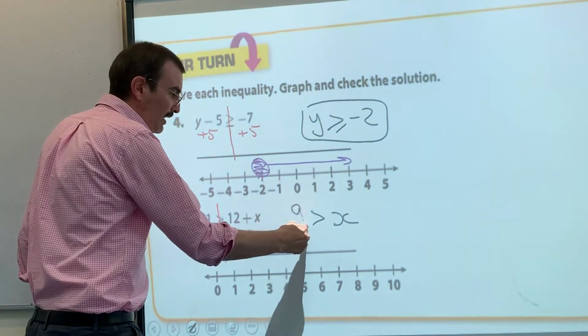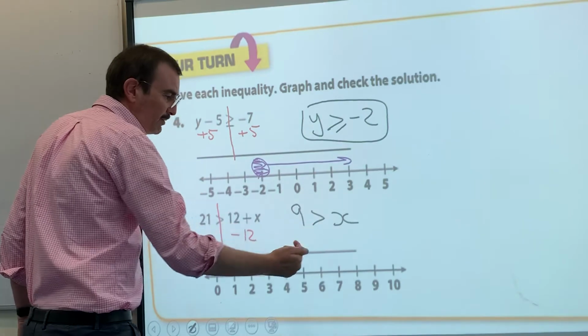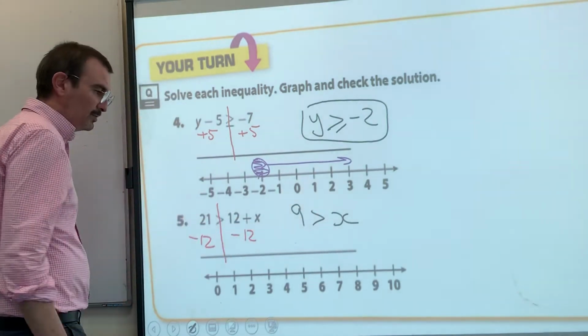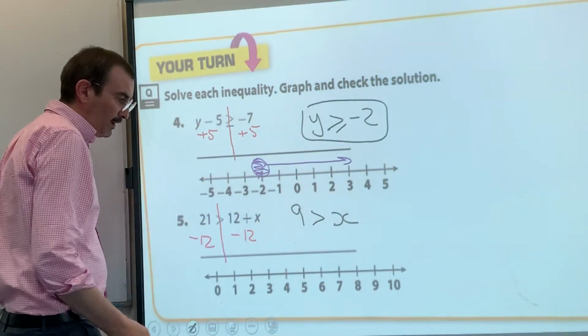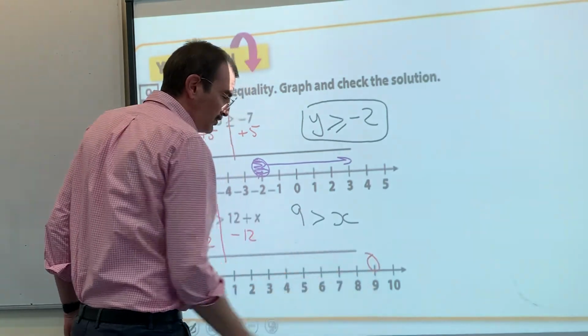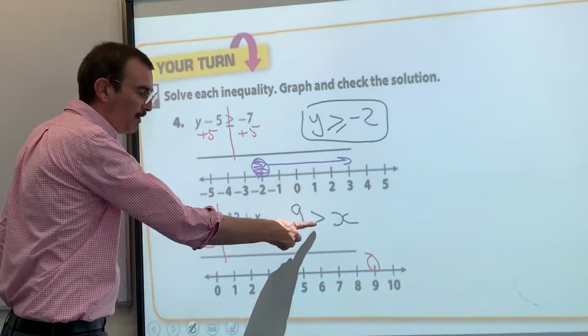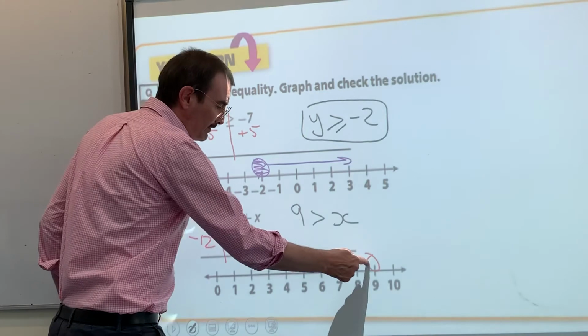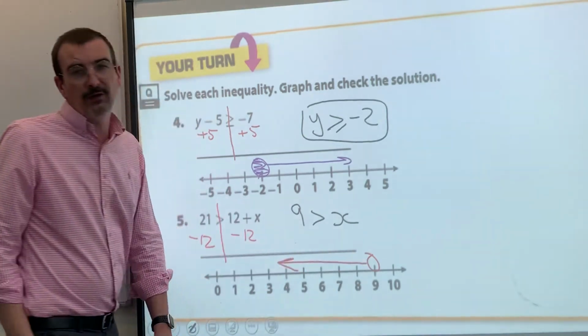So, now you always take it from the variable. x is less than 9. So what's the first step? Okay, you circle your number. Do you fill it in? No, you don't. There's no equal sign. It's less than. And your arrow goes in that direction.